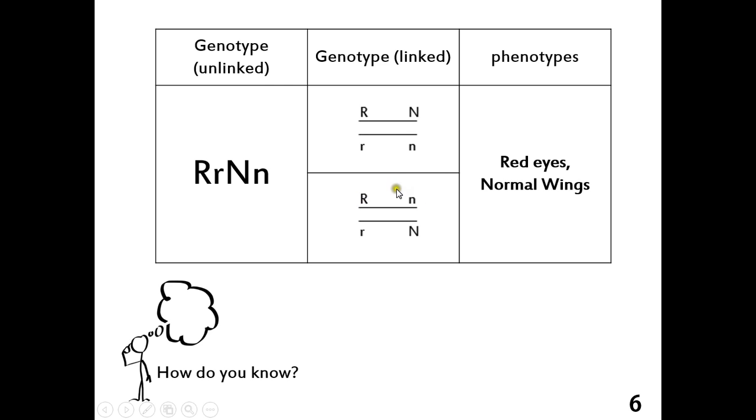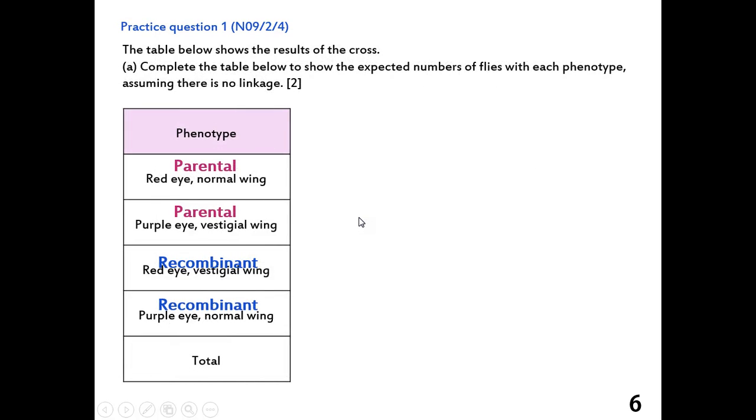Do note that these two genotypes, while they are different, give rise to the same phenotype of red eyes and normal wings. However, in your genetic diagram, you have to be very clear about which of these representations is the correct one. So how do you know whether it is the one on the top or the one on the bottom? To do so, we have to go back to the table.